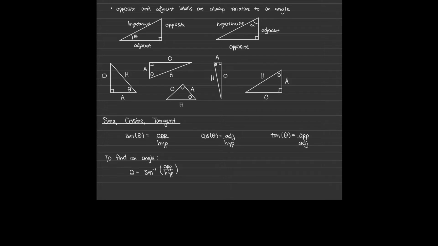And similarly, if you want to undo cosine, then we would do the inverse of cosine. And if you are working in groups or recording a video about these angles, don't call them cosine to the -1. It's not an exponent. This is inverse sine, inverse cosine, and then also inverse tangent.